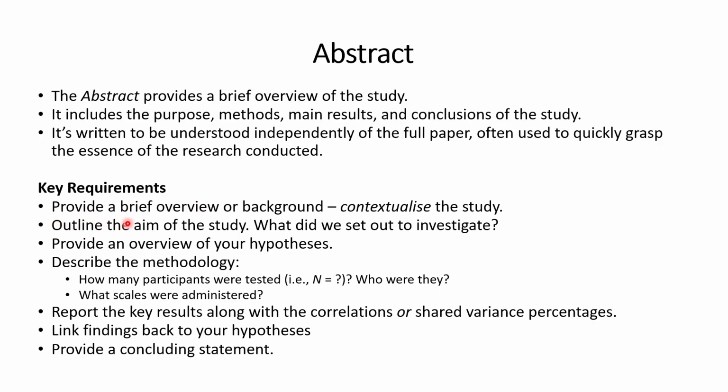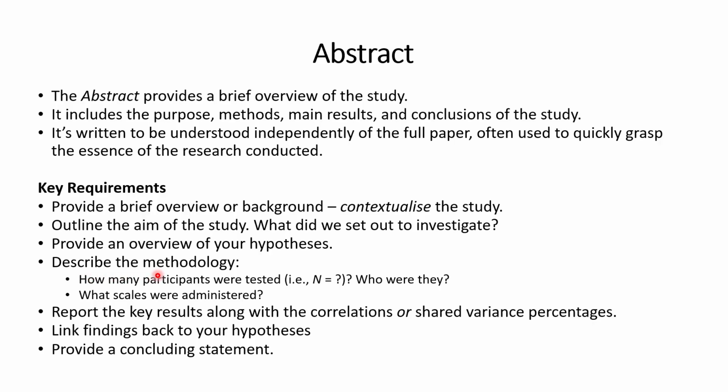So please provide a brief overview or background. This can be 1 to 2 sentences that just contextualize the study. Please outline the aim of the study. What did we set out to investigate? And this ties directly to an overview of your hypotheses. We don't need you to explicitly state that you expected a strong or a positive or a negative correlation for your two hypotheses. We just need you to be a little bit general. Okay, you can be a little bit general about these 2 points. So maybe 2 to 3 sentences.